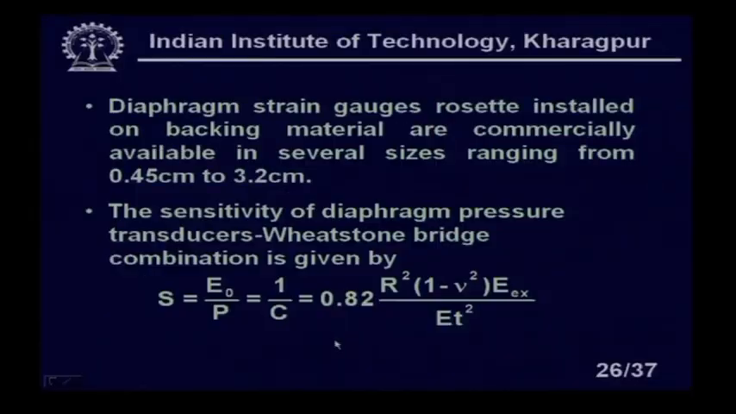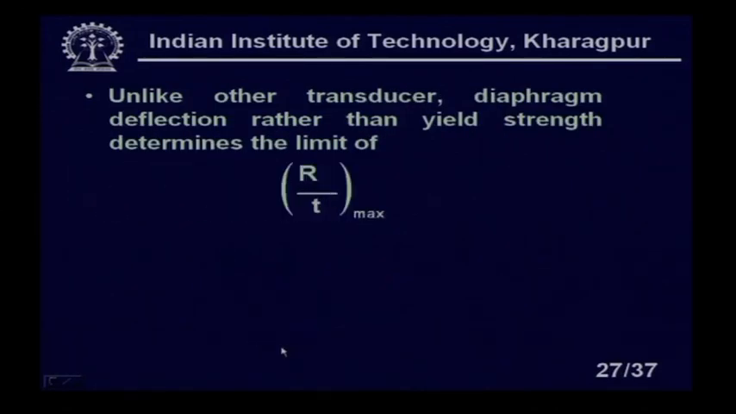The sensitivity depends on the power supply or excitation, the radius of the diaphragm, the thickness of the diaphragm, Young's modulus, and Poisson's ratio, which is hardly within our control and is mostly 0.3 for steel. Unlike other transducers, diaphragm deflection rather than the yield strain determines the limit, capital R by t max.